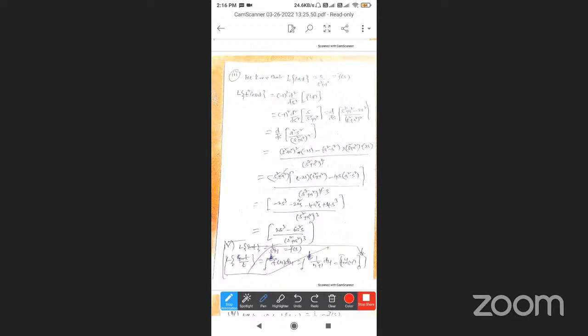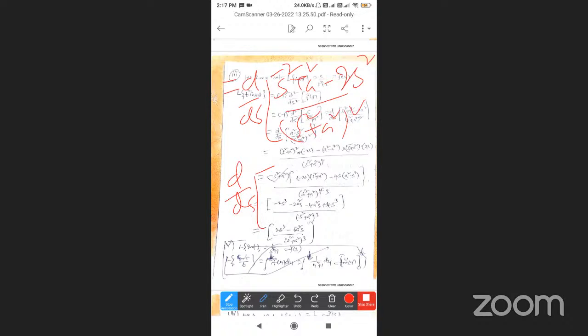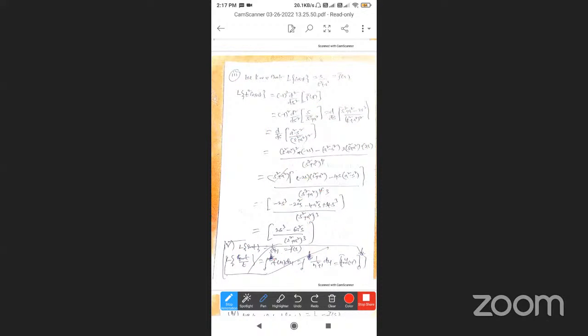So minus 1 whole square and d by ds. Using the u by v method, we get s square plus a square minus s into 2s, so 1 minus 2s square, by s square plus a square whole square. The next step is d by ds of a square minus s square by s square plus a square whole square. Once again we use the u by v method, whose formula is v u dash minus u v dash by v square.